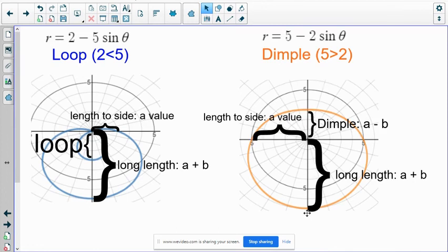Notice these lengths are all from the pole, not the whole distance. So it's not saying from this point to this point has to be 7. The length from the pole has to be 7. The length from the pole over here had to be 7. Okay, so hopefully that kind of helps. So those are cardioids and limacons, very, very similar. It's all on just which number comes first.